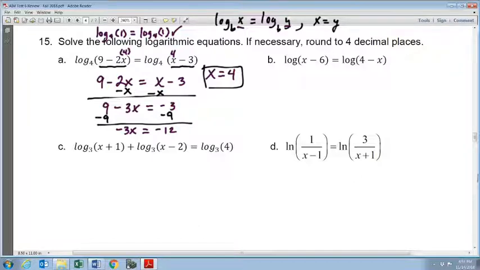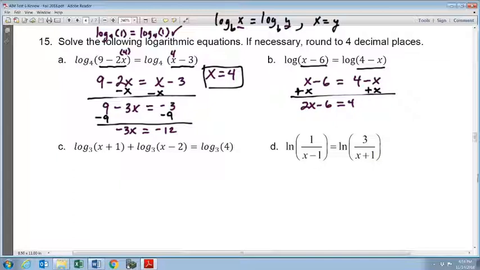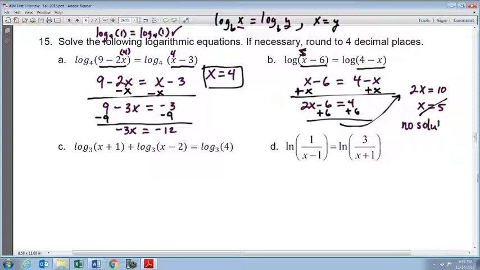So on b, we're going to do the same thing because we have log equals log. So x minus 6 is equal to 4 minus x. Let's add x to both sides. Get 2x minus 6 equals 4. So we'll add 6 to both sides, and then you can see that x is going to be 5. But we've got a problem here because when you plug in 5 right here, 5 minus 6 would be negative 1. I can't take the log of negative 1. So there's no solution here. The other way to write that is using the empty set notation.